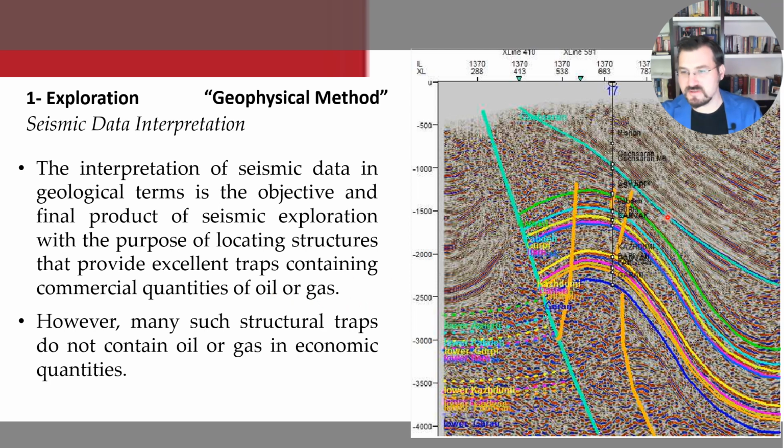So the interpretation of the seismic data in geological terms is the objective and final product of the seismic exploration, with the purpose of locating structures which provide excellent traps containing commercial quantities of oil and gas. Okay, so the main idea is to identify the traps. So here, as you can see, some anticlinal trap sections can be seen clearly. Some of them have the potential to contain some oil or gas.